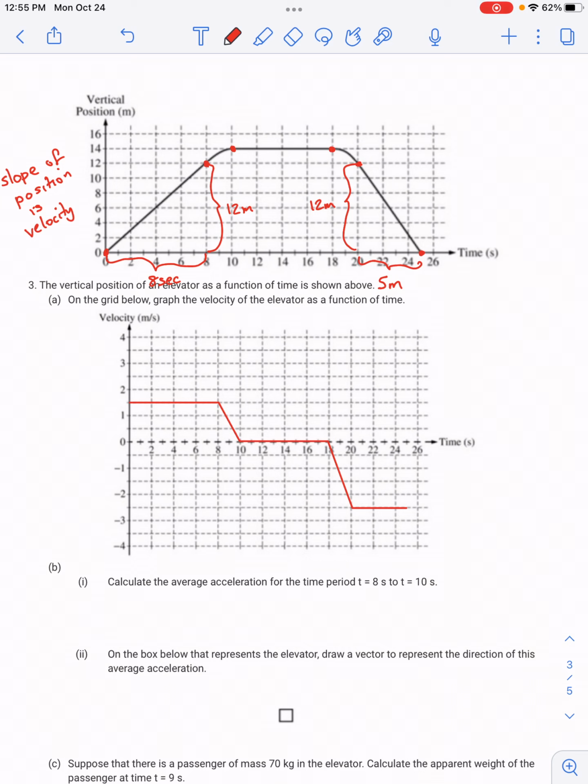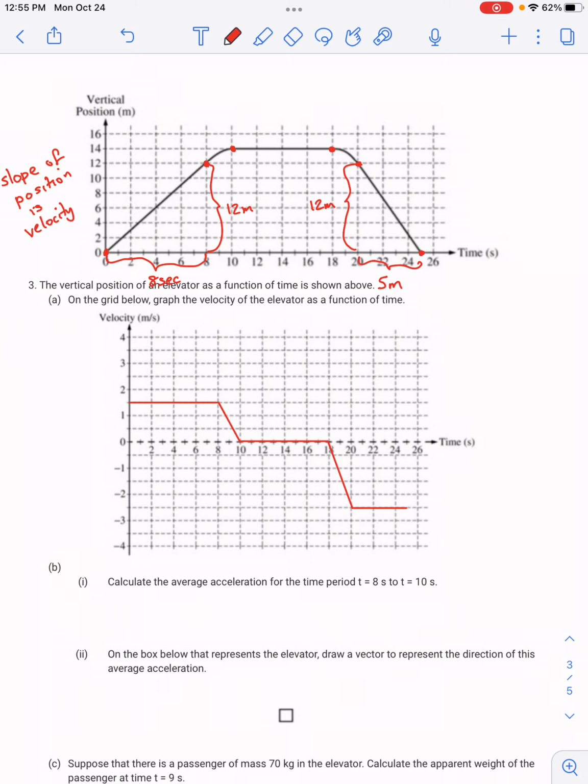So that would be our velocity graph, right? We have constant velocity during the sections of 0 to 8, 10 to 18, then 20 to 25. Those are all constant velocities. And then the sections from 8 to 10 and 18 to 20, that's where the velocity is changing. So you have that downward slope.